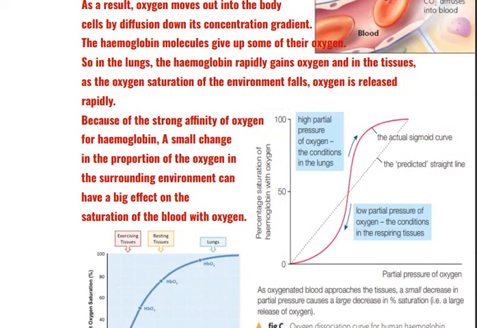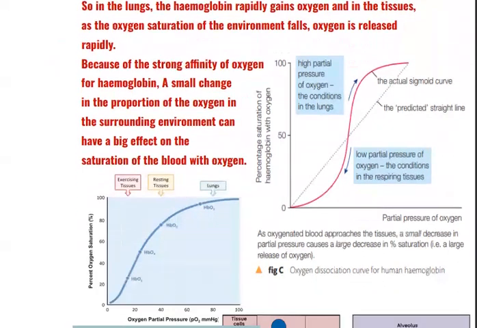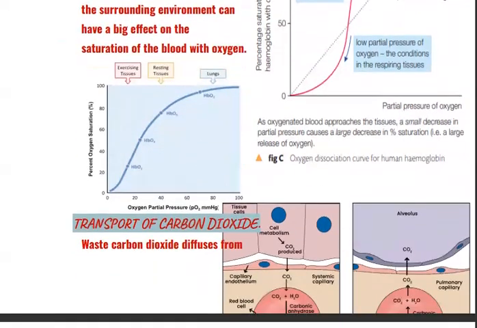So in the lungs, the hemoglobin rapidly gains oxygen, and in the tissues, as the oxygen saturation of the environment falls, oxygen is released rapidly. Because of the strong affinity of oxygen for hemoglobin, a small change in the proportion of oxygen in the surrounding environment can have a big effect on the saturation of the blood with oxygen.